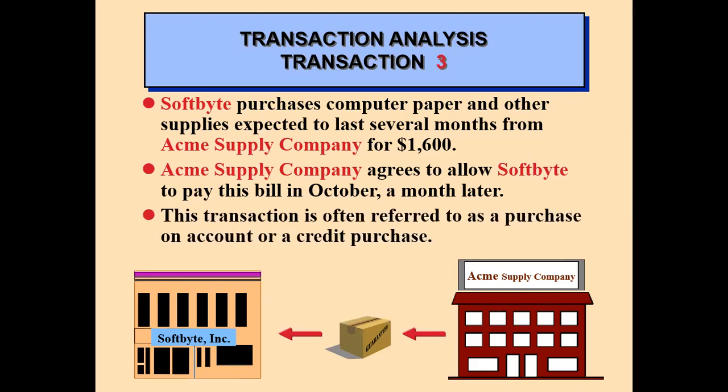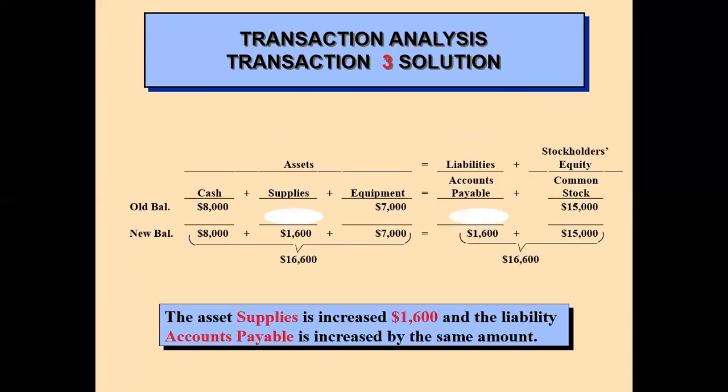So let's see, I'll write it. On the asset side, there is a new column, supplies, 1,600 plus, and on the liability side there is a column, accounts payable, 1,600 plus. Both supplies and accounts payable are increased by the same amount. Is it clear? I hope it is clear.